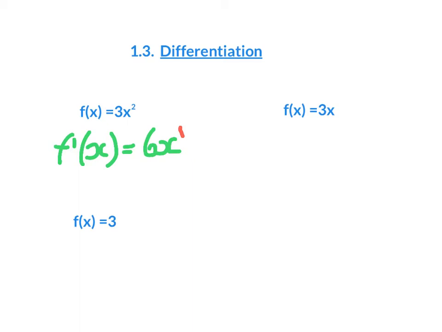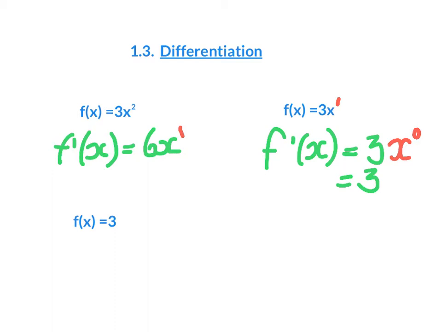Second example here, I've got a function equal to 3x. So to differentiate, I'm going to multiply by the power. Now there's no power there. If there's no power written, it means it's a power of 1. So that's going to be 1 times 3, which is 3. And then reduce the power by 1. Well, 1 less than 1 is 0. So it would be 3 times x to the power of 0. But x to the power of 0 is equal to 1. So this means that it will just be 3.